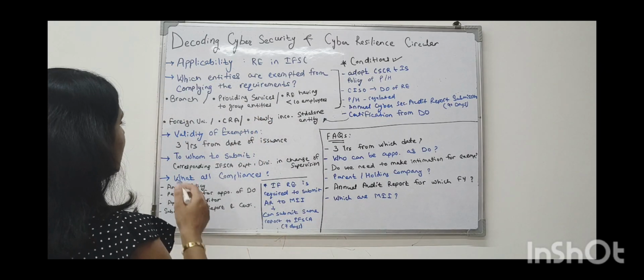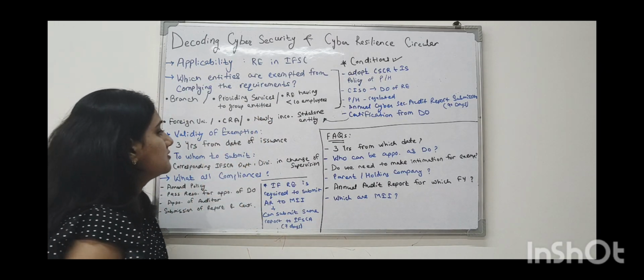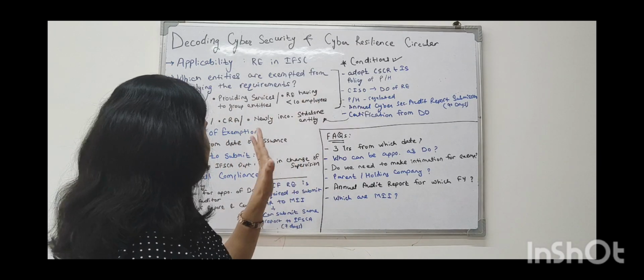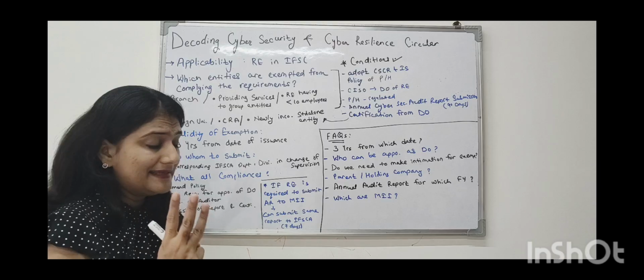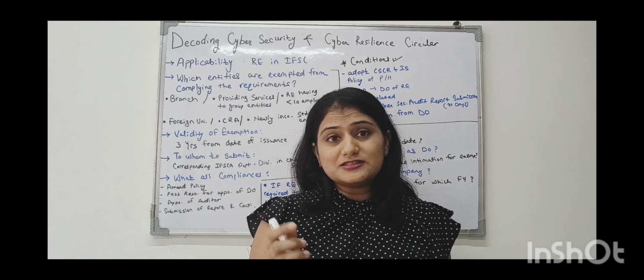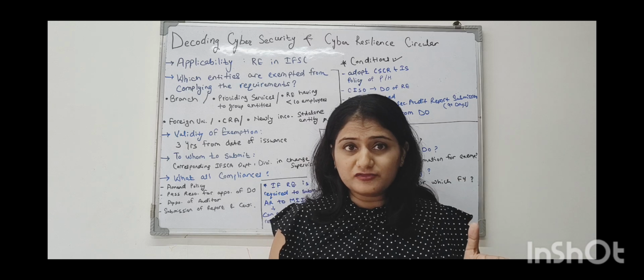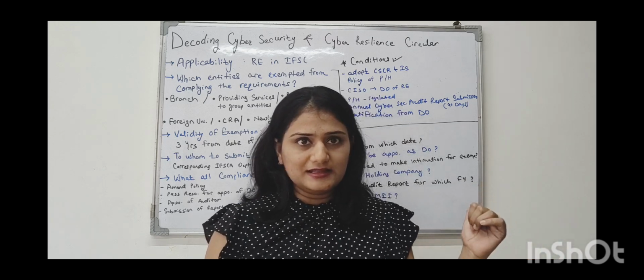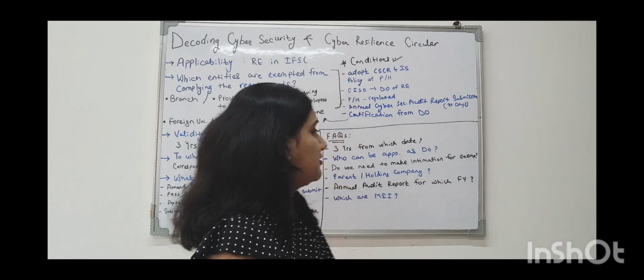Next, validity of the exemptions. These exemptions are valid for these exempted categories only for a period of 3 years from the date of issuance. Whether it is from the original date of circular issuance or the amended date of circular issuance, I'll cover in the FAQ part. This is a very important point.